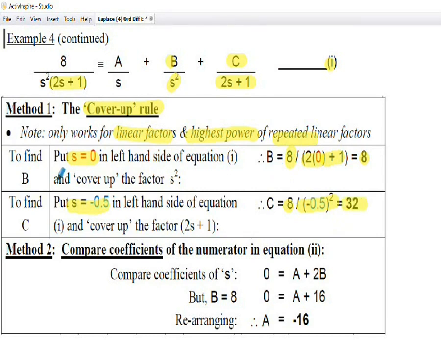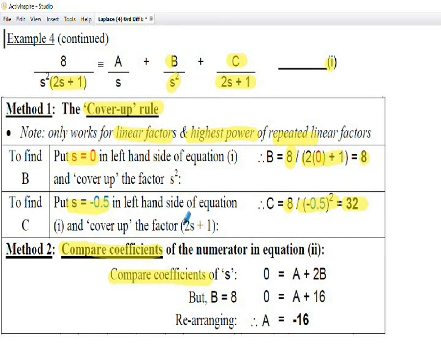I'm going to use the comparing coefficients method to find the final constant a, which I cannot find from the cover-up rule. Don't forget with comparing coefficients we generate equations on the s squared or the s or the constant term. We can actually generate 3 equations, and because we've already found b and c, I only need 1 equation. So I'm going to compare coefficients of the s terms here.